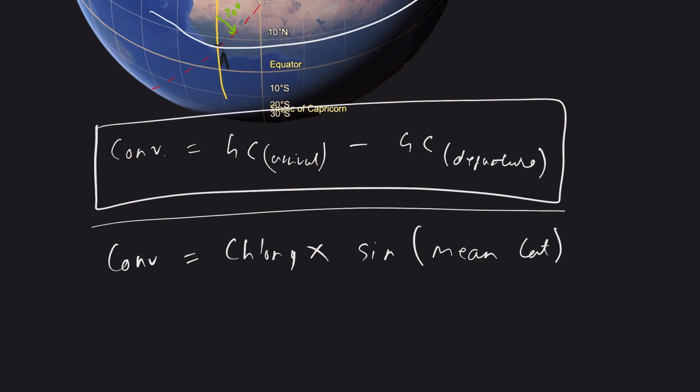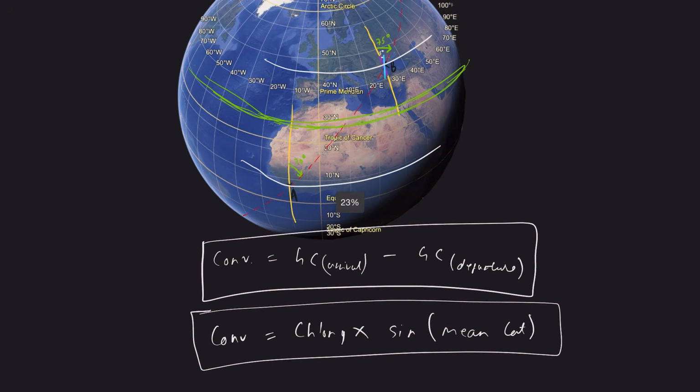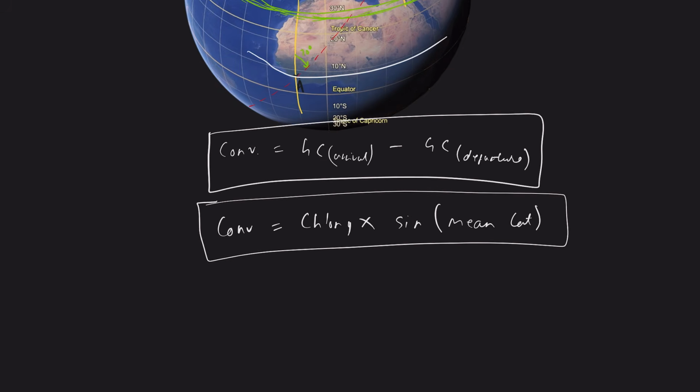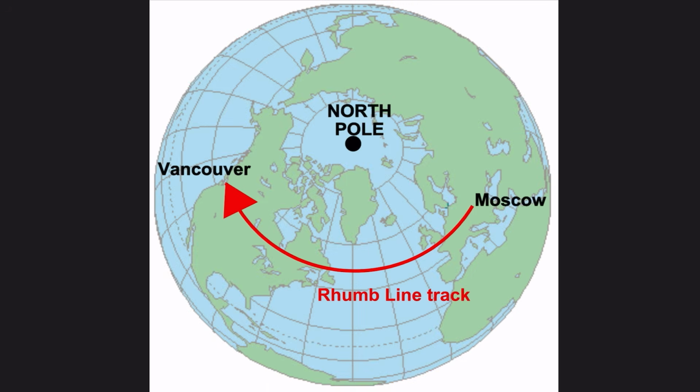So I have two formulas for convergency now. First one is great circle arrival minus great circle departure, and the second one, or the more common one, will be change in longitude into sine of mean latitude. Perfect. So let's now talk about Rhumb line and great circle tracks collectively.